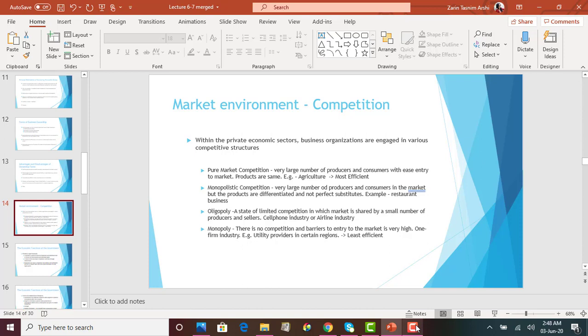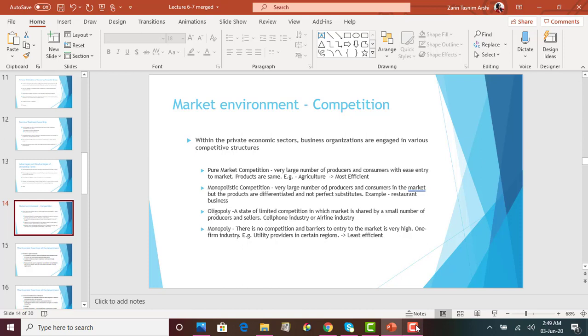The second type of market structure we have is called the monopolistic market structure. The characteristics of monopolistic competition and pure competition are very similar. Specifically, monopolistic competition again has a large number of buyers and a large number of sellers, or a large number of consumers and a large number of producers. There are very few barriers to entry and exit from the market, but the only difference between the two is that here the products are differentiated. They are not identical or homogeneous, they are differentiated.